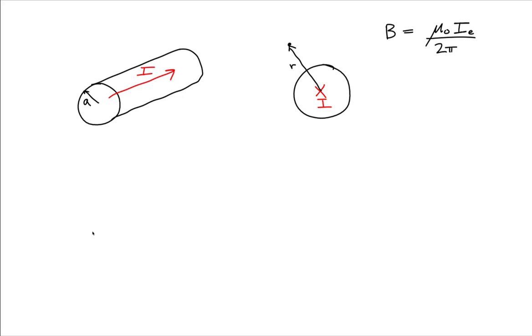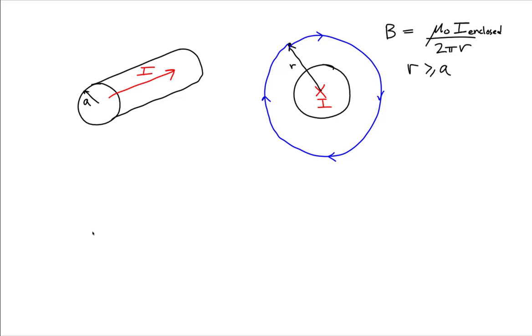where I is the current enclosed by our Amperian loop. At the distance r away from the center of the cylinder, our Amperian loop will form a circle with a clockwise orientation as given by the right-hand rule. Oh, and I forgot to have my r in the denominator over here. So here is our expression for the magnetic field due to this long cylinder for a point outside of the radius of the cylinder.